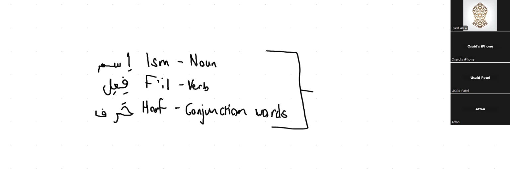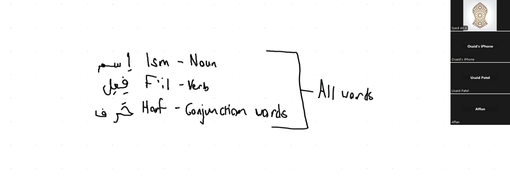The reason for the distinction in these three simple terms is that most languages have a similar case: they'll have a noun, they'll have a verb, and they'll have some sort of word that connects both of them together. But so far in our topics, we've only covered isms. All words are going to be one of these three.